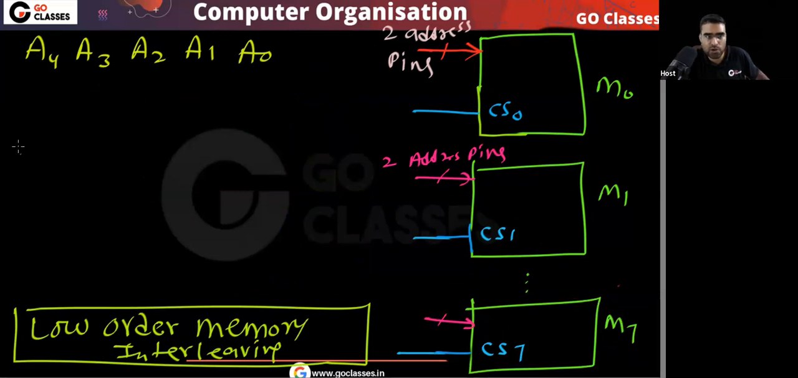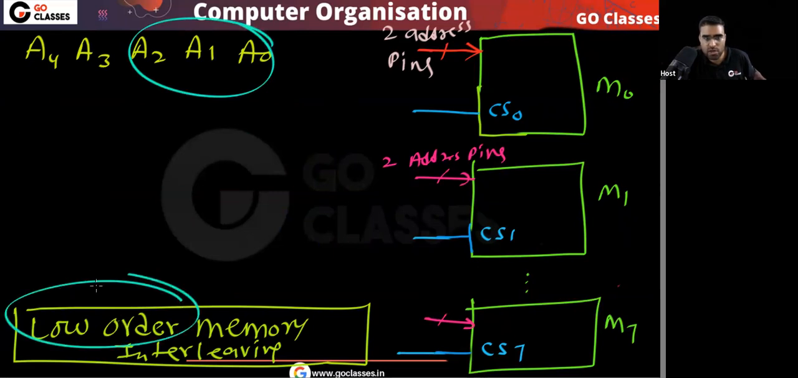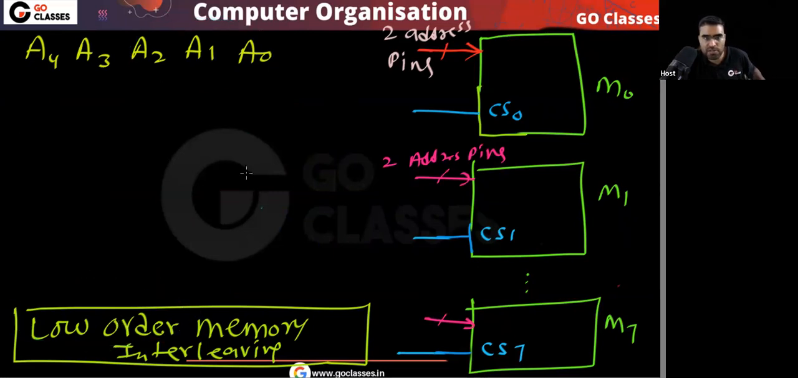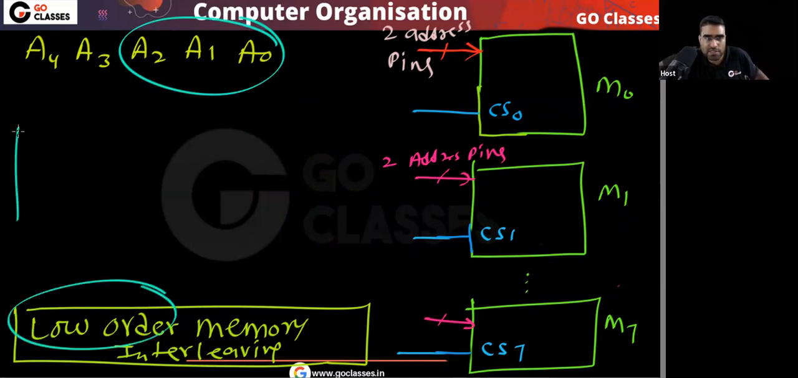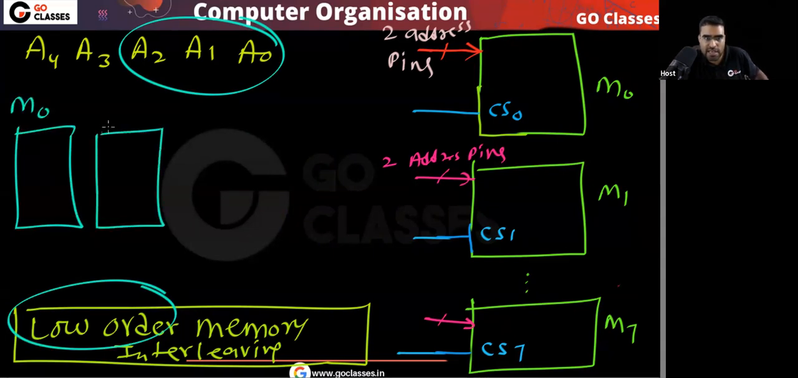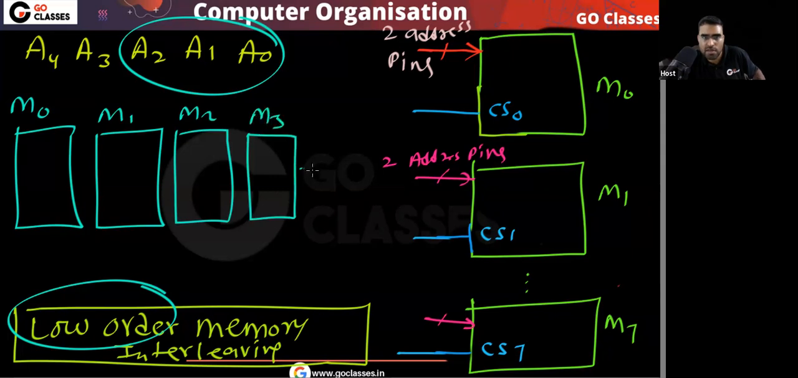Now see something beautiful. What will happen? Because I'm using these low order bits, now what will happen here? See, which addresses does M0 have, which addresses does M1 have, which addresses does M2 have? Tell me quickly. M3 has, and so on. M7 has. Tell me. So actually this will happen.